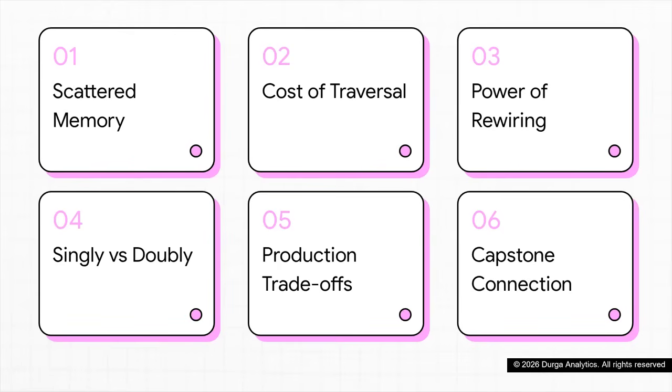Here are the engineering specs we'll be covering today to understand those direct operational trade-offs. First, scattered memory. Second, the cost of traversal. Third, the power of rewiring. Fourth, singly versus doubly linked. Fifth, production trade-offs. And finally, our capstone connection.